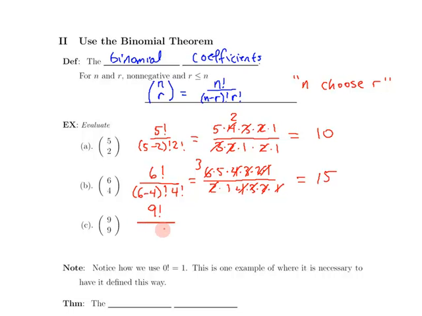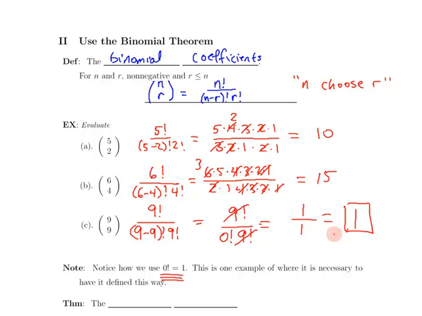So 9 factorial over 9 minus 9 factorial, 9 factorial. So that gives me 9 factorial over 0 factorial, 9 factorial. The 9 factorials cancel. Remember that by definition 0 factorial is 1, so I have 1 over 1, which is 1. That's my final way, the only way I can choose 9 objects out of 9.